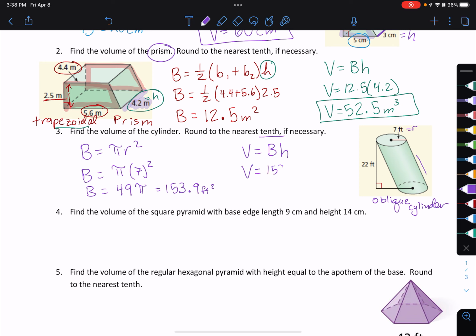So 153.9 times the height, which is that perpendicular distance from one base to the other, so 22. So 153.9 times 22 gives me a total volume of 3,385.8 feet cubed.